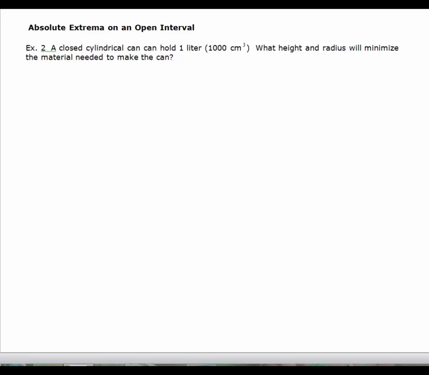So we start with a closed cylinder, a cylindrical can that can hold 1 liter, which is the equivalent of 1,000 centimeters cubed. And the question is, what height and radius will minimize the material needed to make the can? If I'm looking for the amount of material, I'm looking for surface area. And so I want to minimize the surface area given a fixed volume. So I'd like to come up with my objective function.